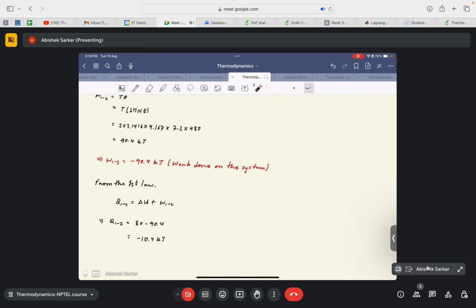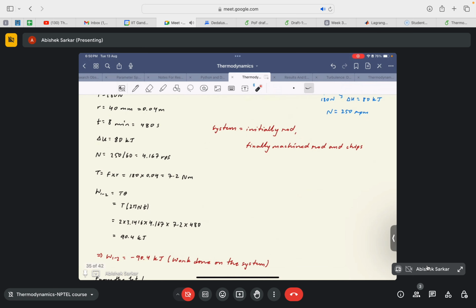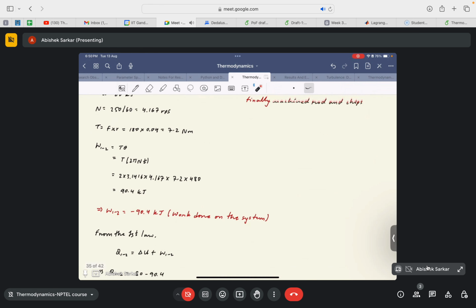So it basically tells us that heat is being liberated from the system, that is, heat is being generated or released from the workpiece. So the workpiece is now releasing heat rather than absorbing. That's what the minus sign basically means.